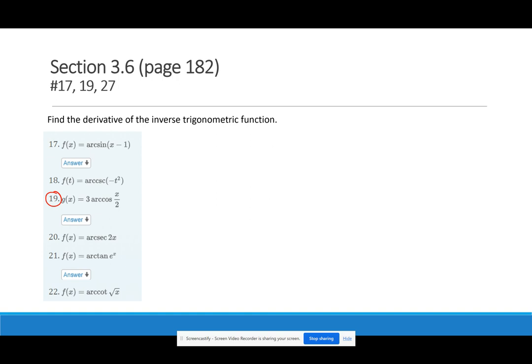So this one involves arc cosine. And this has been a long time, so it's one of those things you have to really go back and look at. Okay, so the derivative for arc cosine, I'm going to write it up here: d/dx of arc cosine of something. So we're doing the derivative.